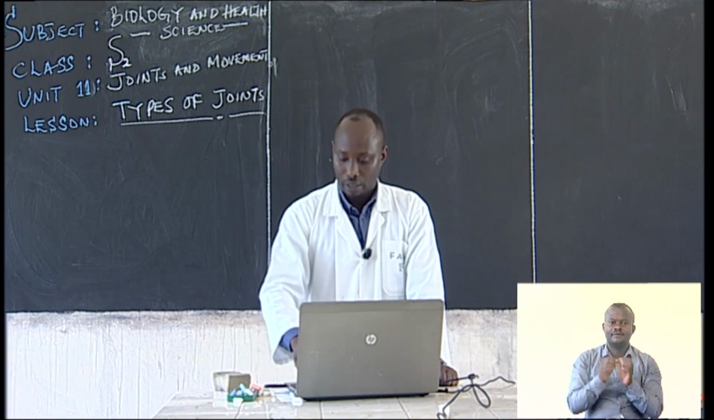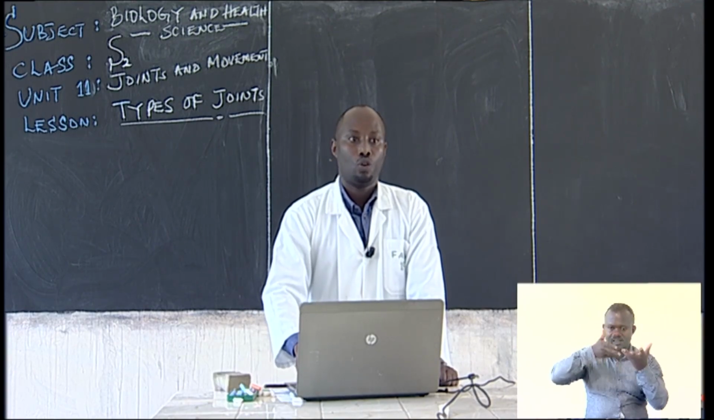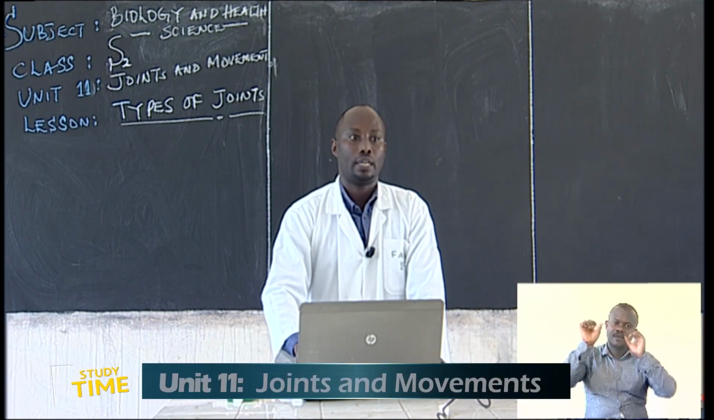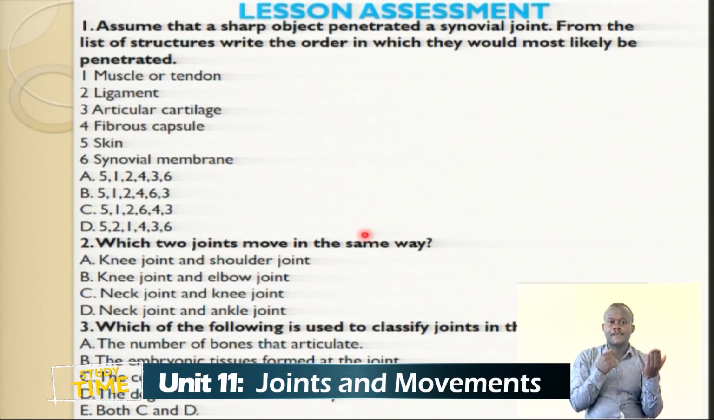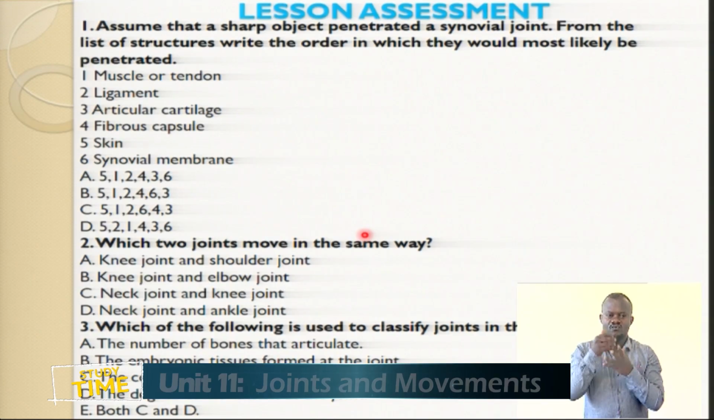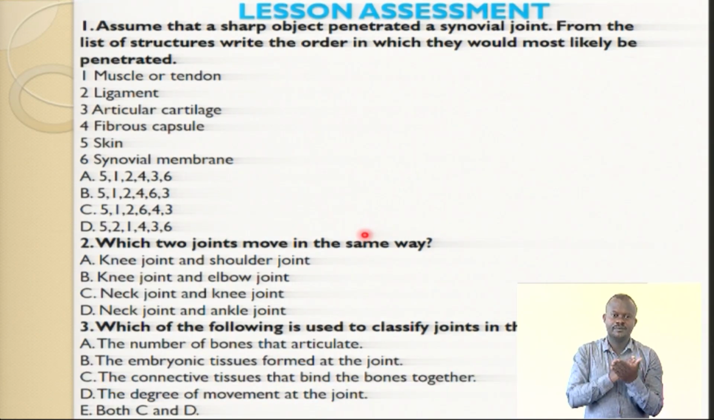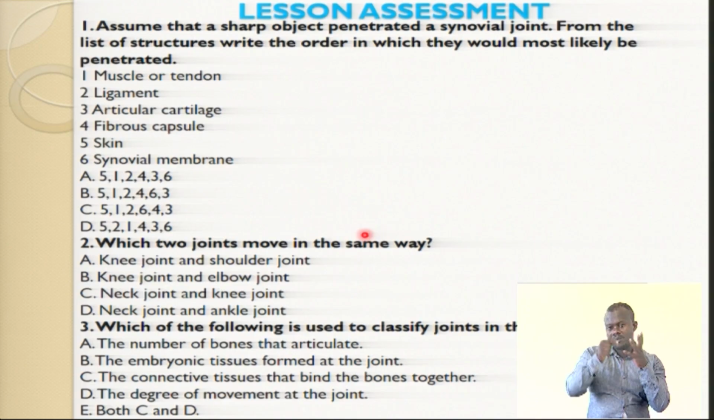So let's have the lesson assessment, and I hope everybody is able to go through it. I assure you the assessment is very simple. Anybody can try it and see what happens, what the right answer is, because it is multiple choice questions. Number one, assume that a sharp object penetrated a synovial joint. From a list of the structures, rate the order in which they would most likely be penetrated.